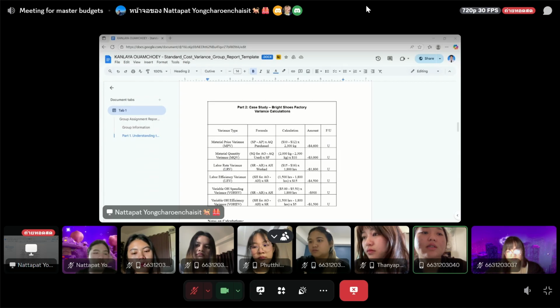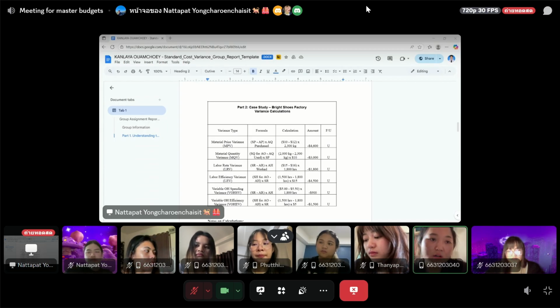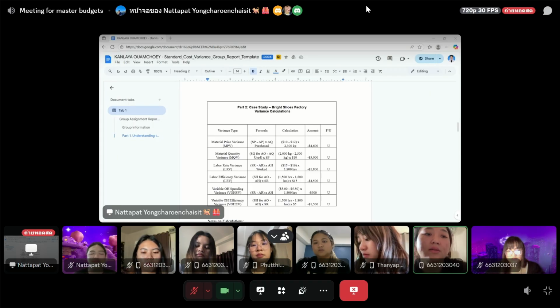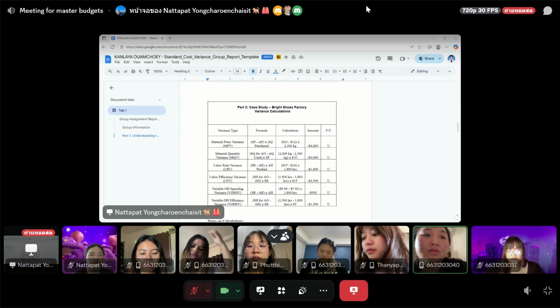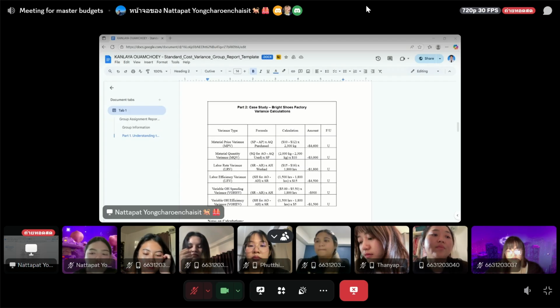Second, and more significantly, is labor efficiency variance. This shows whether our workforce was productive. The standard time to make 1,000 pairs is 1,500 hours. However, it actually took 1,800 hours.